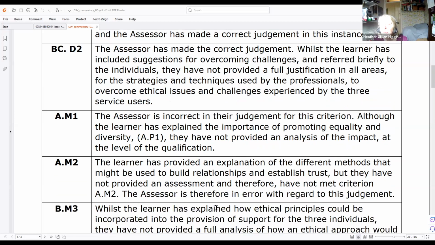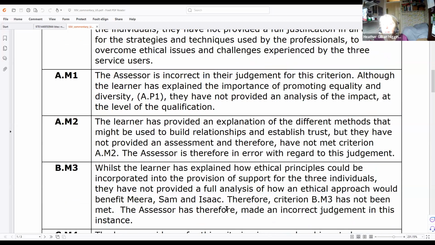Okay, AM2. The learner has provided an explanation of the different methods that might be used to build relationships and establish trust, but they've not provided an assessment. They've not looked at it in detail. What factors are more important, which is the least important, discussing and placing each factor or method that's used to build relationships, what works best, what might not work as well, but still important. And so the assessor has been too generous. Okay.